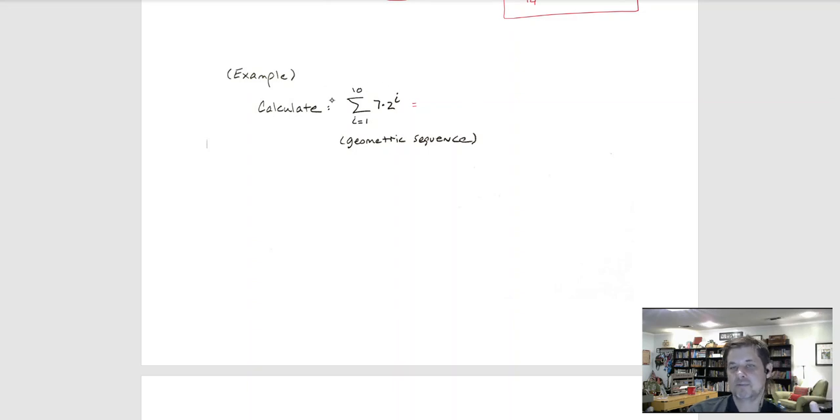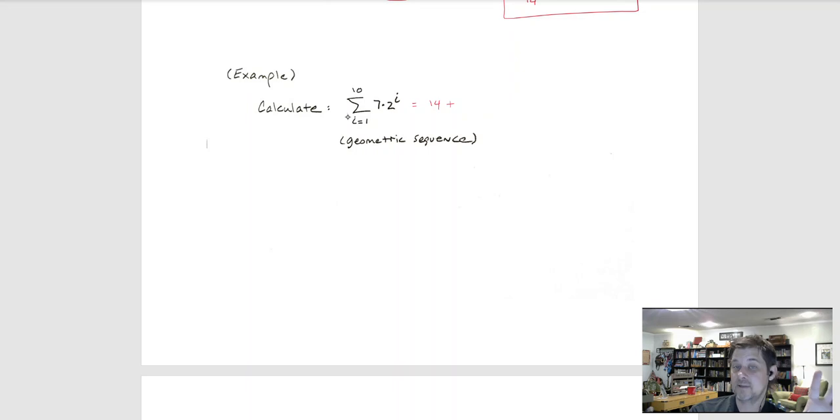How about this? Let's write this out, see what it looks like. That helps some people. It couldn't hurt for me to do it right now. The way this works is I start with 1. I put 1 into this formula. That would say 7 times 2 to the first power. That's just 14. And then I add.